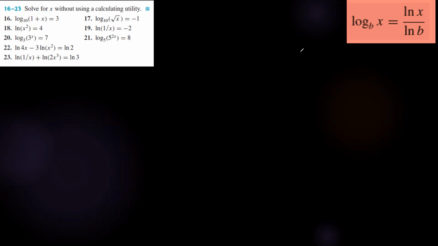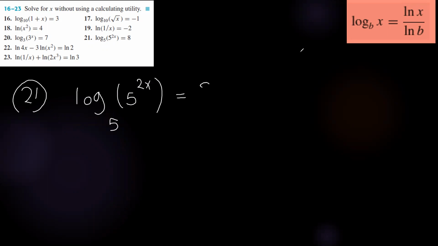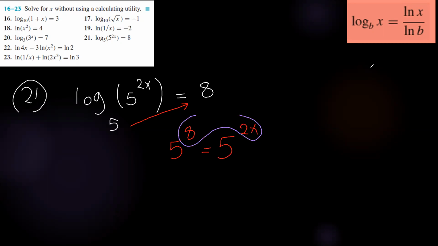Let's solve now number 21. Logarithm to the base 5 of 5 to the power 2x is 8. Here, that means 5 to the power 8 equals 5 to the power 2x. So since we have the same base, 8 is equal to 2x. So x equals 4.